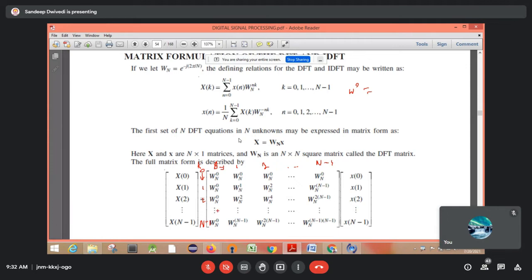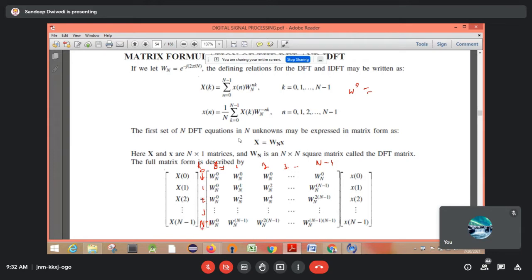In the same manner you can go for the next step also. If you are taking 3 over here, then 3 into 0 gives W raised to power 0, then 3 into 1 gives W raised to power 3, then 3 into 2 gives W raised to power 6, then 3 into 3 gives W raised to power 9, and then W raised to power 3 into N minus 1, like this. So for the last element, this will be N minus 1.